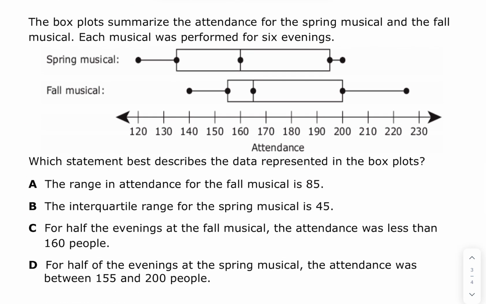All right, this is our last one, almost done. The box plot summarizes the attendance for the spring music and the fall musical. Each musical was performed for 6 evenings. So notice we have 2 box plots. We have spring and we have fall. So when we're reading, we have to pay attention to which box plot they're talking about. Which statement best describes the data represented in the box plot? So best describes is true.